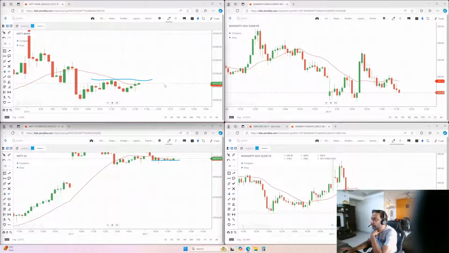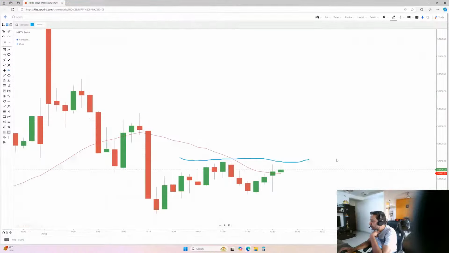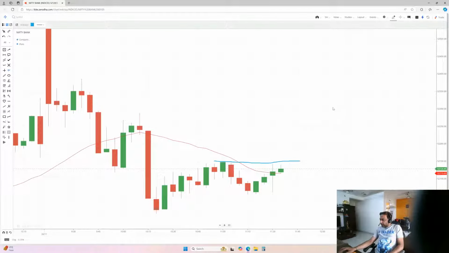Basically, we need to wait for Bank Nifty to cross this 150 level. If it crosses this 150 level, we can plan our entry into the 52,200 call option, which is also around the 200 level or about 200.